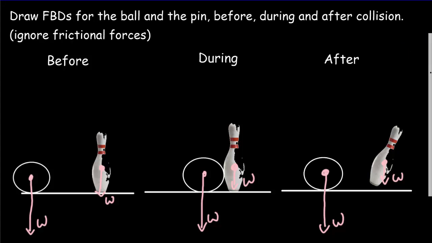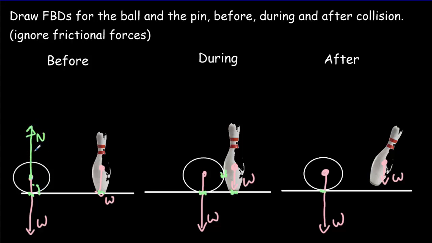That's step 2 done. Step 3, identify all points of contact for each object. One point of contact with the floor, one point of contact with the floor, 2 points of contact, one with the floor, one with the pin, one with the floor, one with the pin. 1 point of contact here with the floor, no points of contact at all for the pin while it's in the air. Now for each of those points of contact, let's draw in a normal force which should be perpendicular to that surface. So we've got a normal force perpendicular to the surface.